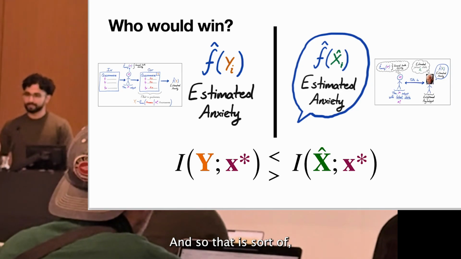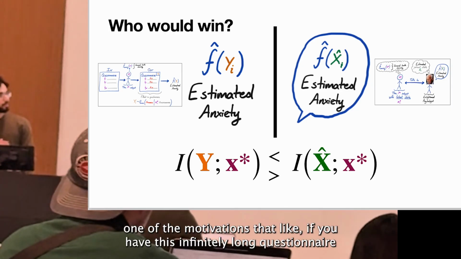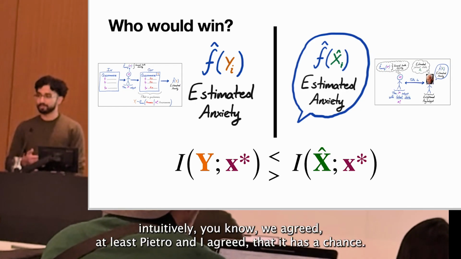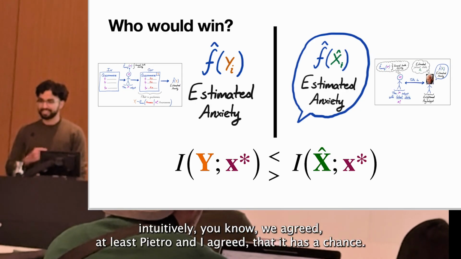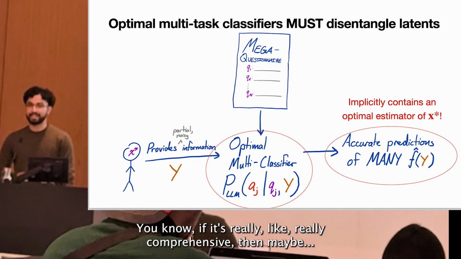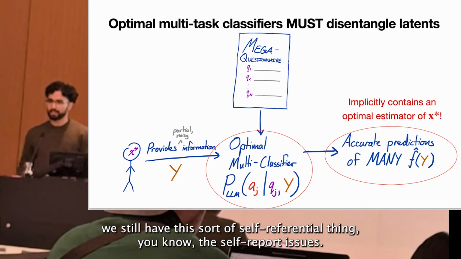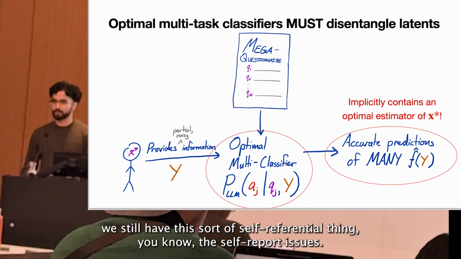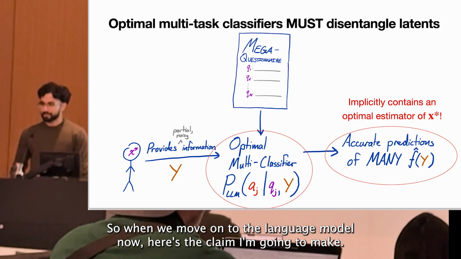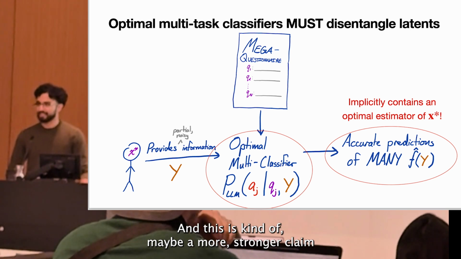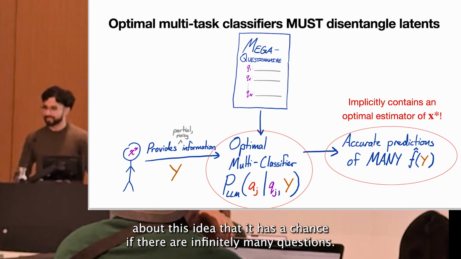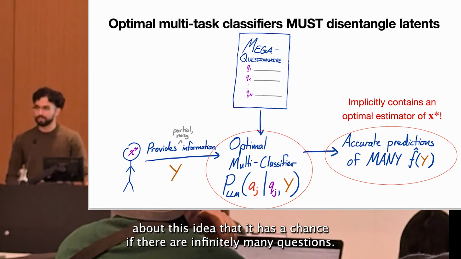And so that is sort of one of the motivations though. If you have this infinitely long questionnaire, intuitively, we agree, at least Pietro and I agree, that it has a chance. If it's really long, if it's really comprehensive, then maybe. We still have this sort of self-referential thing, the self-report issues. So when we move on to the language model, now here's the claim I'm going to make, and this is kind of maybe a stronger claim about this idea that it has a chance if there are infinitely many questions.